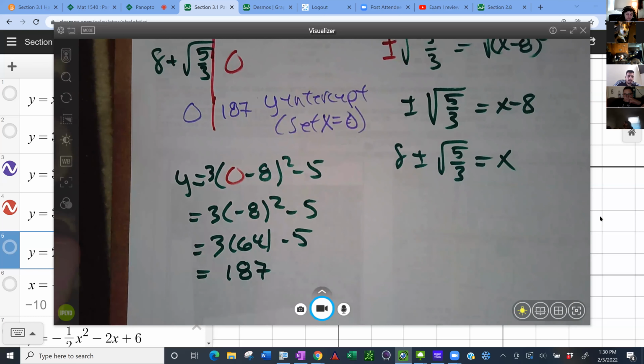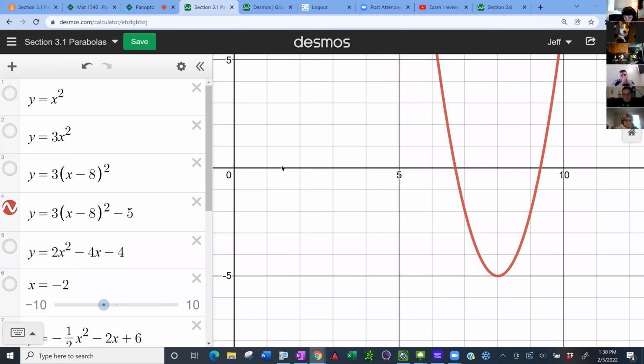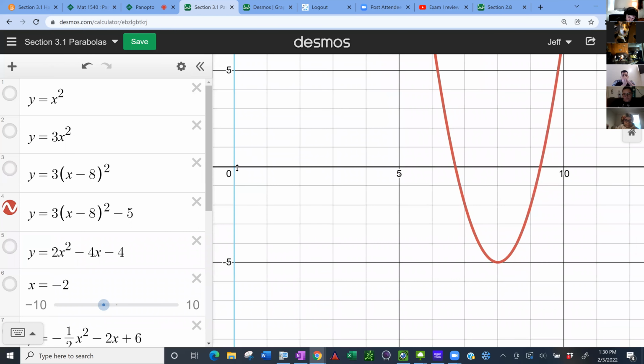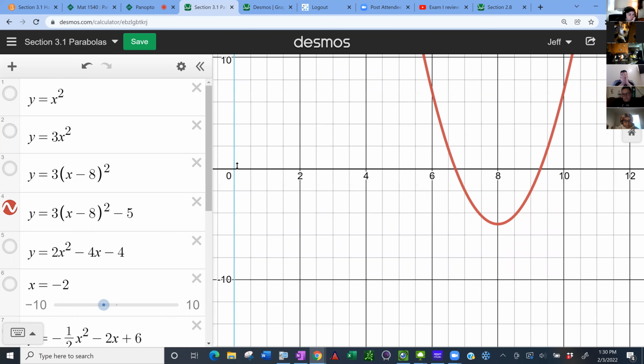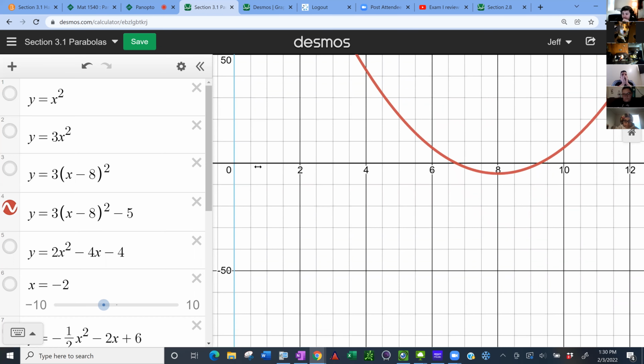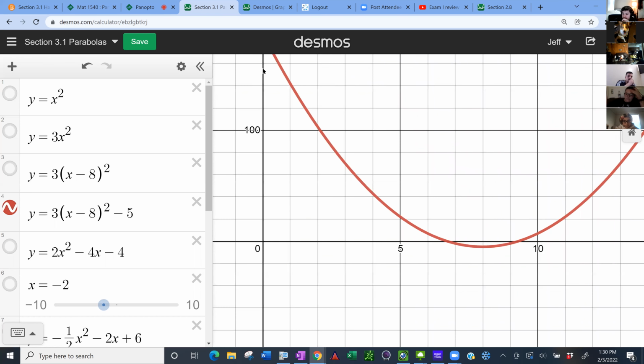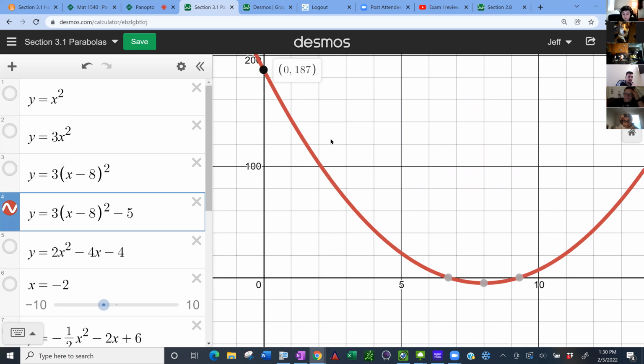You can check that the graph does actually cross that point on the y-axis. I'm just going to hold down the shift key so I can change just one of these axes. There you go, the y-axis. Shift and scroll a lot and a lot more, and we're getting close. And I think we should find it. There we go. Beautiful, 0 and 187.